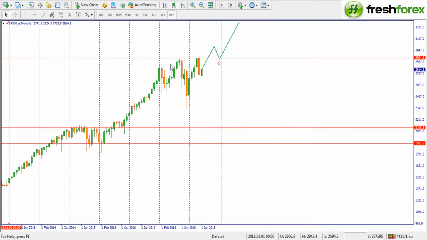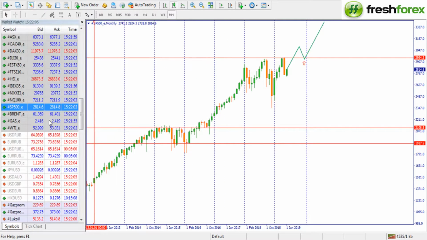So far, as you've noticed, we have focused so much on horizontal support and resistance levels. This is not the only one which is available. We also have diagonal support and resistance. They are also called trend lines. So the same principles apply for both of them.